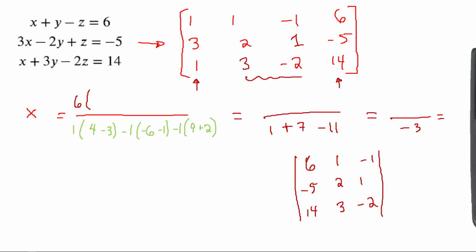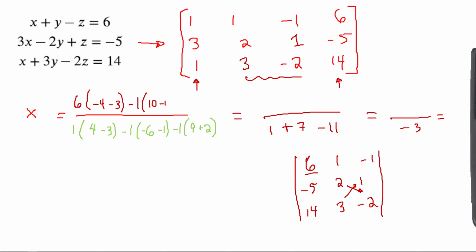So we got this one. I got the 2 times the negative 2 would be a negative 4, minus 3 times 1. Move over to the next one. Don't forget to change the sign. And then I'd have the ones on the outside. So negative 5 times negative 2 is a positive 10.